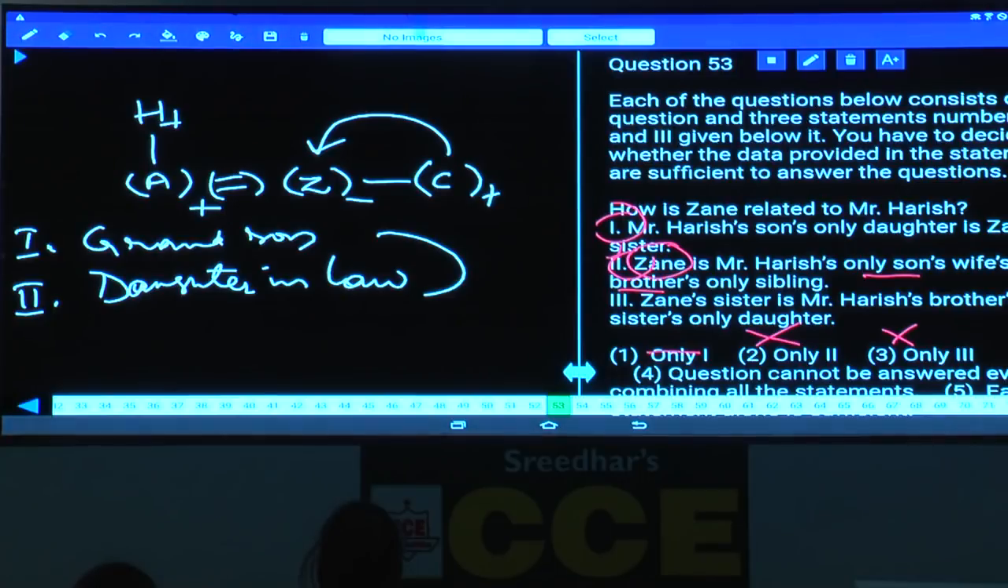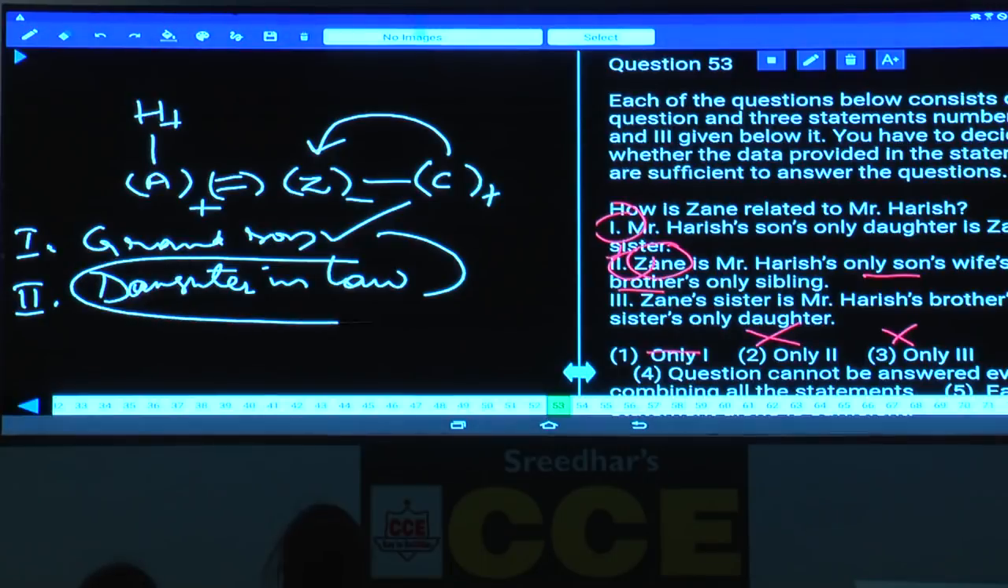Yes. Why? Because with the help of 1 alone I am getting a unique answer, that is grandson. And with the help of 2 alone I am also getting a unique answer, daughter-in-law. Clear? These 2 answers need not necessarily be the same. Hence, in data sufficiency, we are not bothered about what the answer is, but whether we are able to get a unique answer with the given information or not. Clear now? Hence 1 alone is sufficient, 2 alone is sufficient.